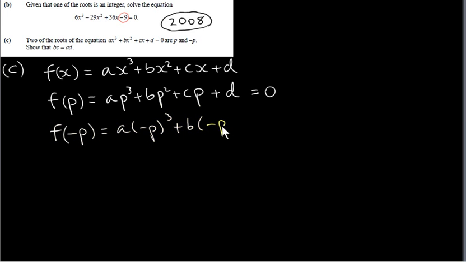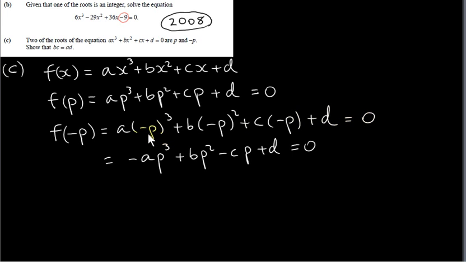So you just replace x with minus p, and it's a root, so we get 0. Now minus p all to the power of 3 is minus p cubed. Minus p all squared is just plus p squared. We get plus c by minus p, which is minus cp, then plus d equals 0.